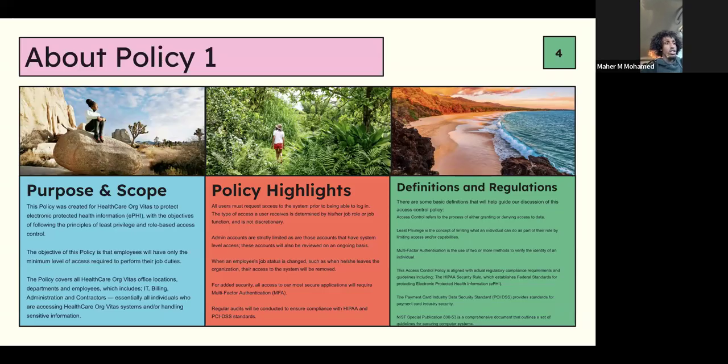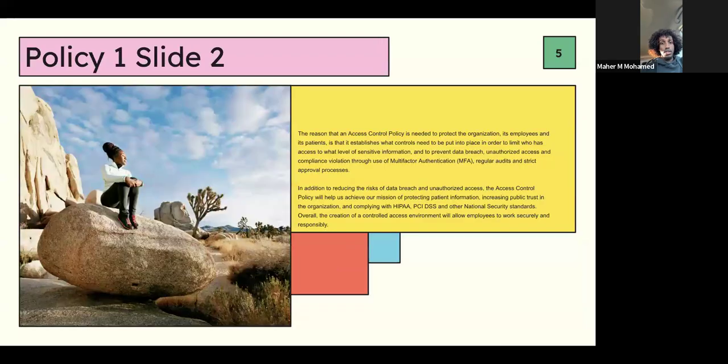And next up, I'll be passing on to Jason. Are you doing policy two? Okay, I'll be passing to Jason for policy two. Change management policy and backup recovery policy.